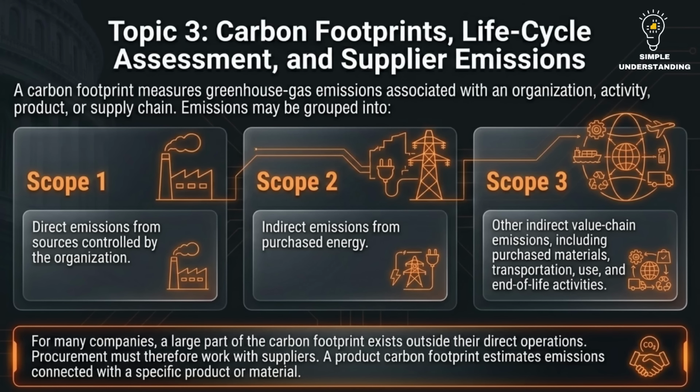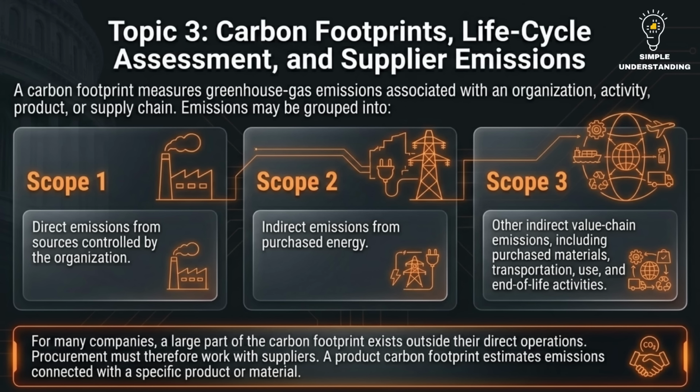Topic 3. Carbon footprints, life cycle assessment, and supplier emissions. A carbon footprint measures greenhouse gas emissions associated with an organization, activity, product, or supply chain. Emissions may be grouped into Scope 1, direct emissions from sources controlled by the organization. Scope 2, indirect emissions from purchased energy. Scope 3, other indirect value chain emissions, including purchased materials, transportation, use, and end-of-life activities.